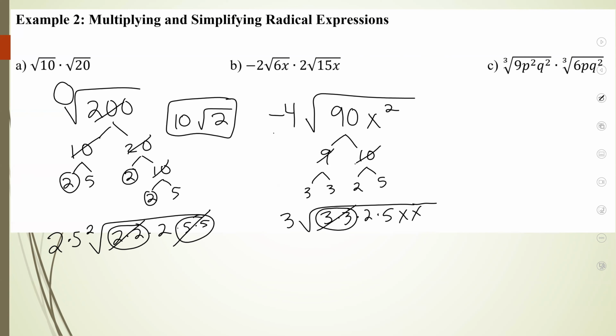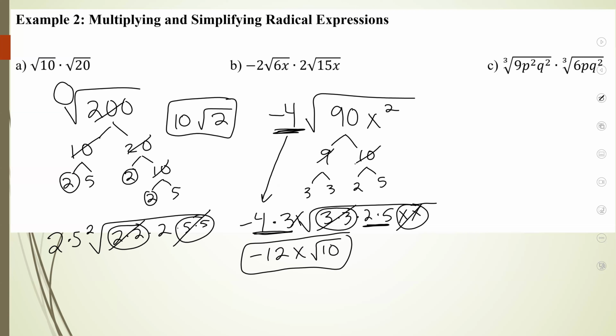And guys, let's not forget this -4 that's already on the outside. Let's just bring that down so we don't forget, okay? There's already a -4 out there. And then here's another pair. Cross it out, put it outside. So what I have now is -12, because I multiplied these together, x, and on the inside, 2 times 5 is 10. So this is your simplified answer.